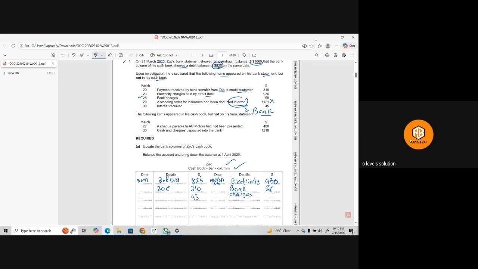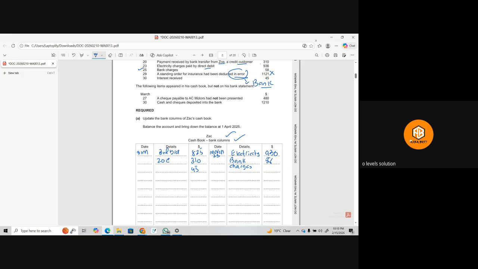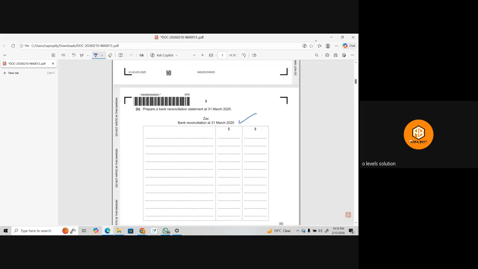Okay, so after that, of course, you will balance this and calculate its balance brought down, and you will write that balance brought down here. You will write balance as per the updated cash book. So here you will write the balance which you find from there.